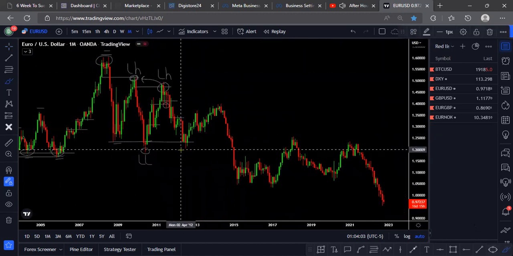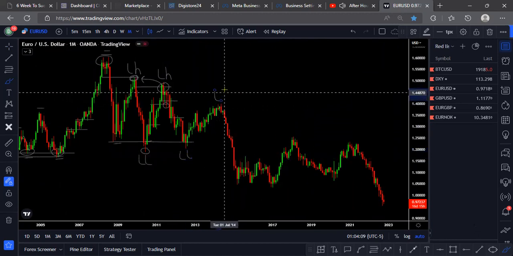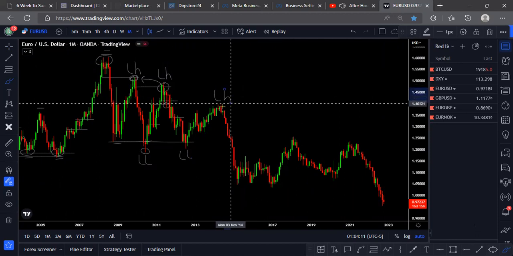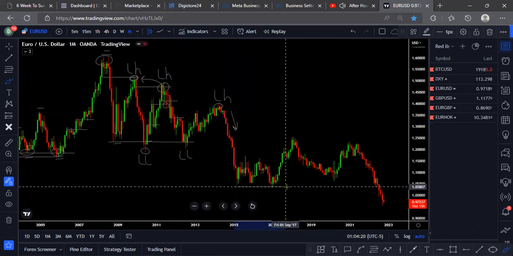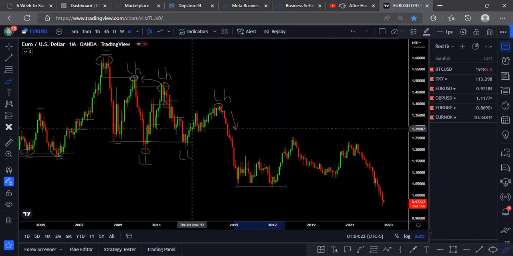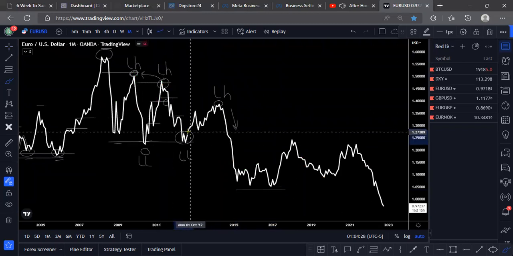Lower high, lower low, lower high, right? And then what? A huge push to the downside creates a lower low. And where is structure broken at? Right? Major structure right here.